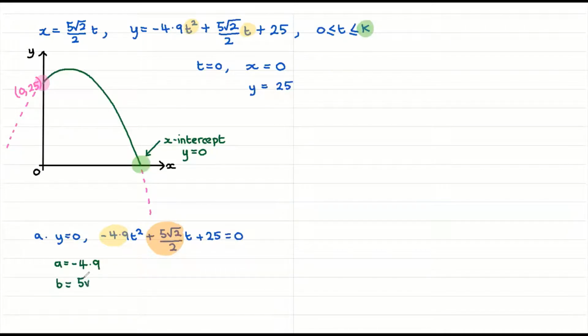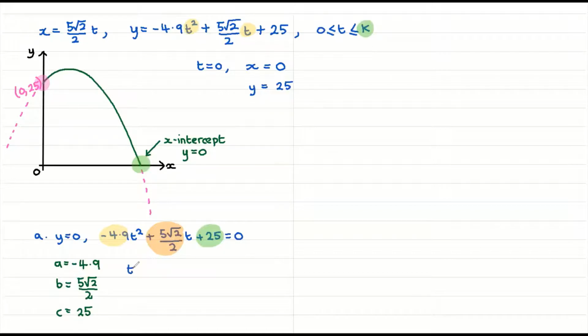5 root 2 over 2, and our c, which is right here, plus 25. And we can put that in. C equals 25. Just make sure you've got all the signs correct. So we can now use the quadratic formula, and we're solving for t.